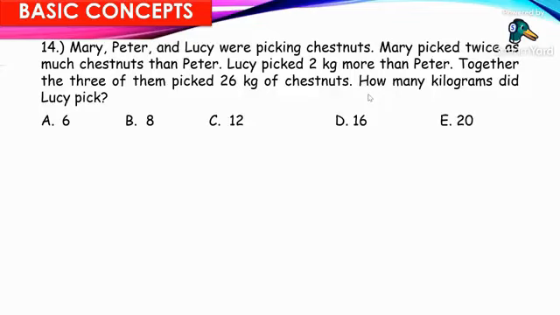Ma'am Jane also answered letter B. Okay. Sir Rowell also answered letter B. Okay, let's reveal the solution and the correct answer. Okay, you got it correctly. That is, the correct answer for number 14 is B. That's 8. So if you have the solution, let us represent Mary, Peter, and Lucy based on the given statement.